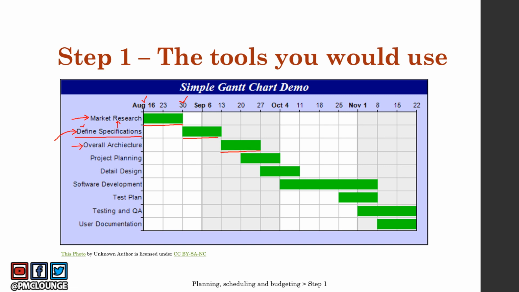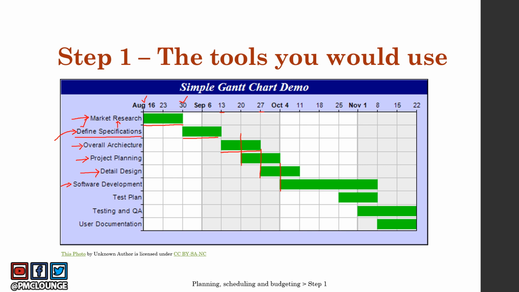You need to have specifications defined before you can start off with the architecture. Remember, you have dates here as well. You are giving 2 weeks for all three activities till now, but project planning is not a dependent activity. Halfway through designing the architecture, you can start off with the project planning as well. And halfway through project planning, you can start off with the detailed design of your project. Halfway through the detailed design, you can start off with software development.